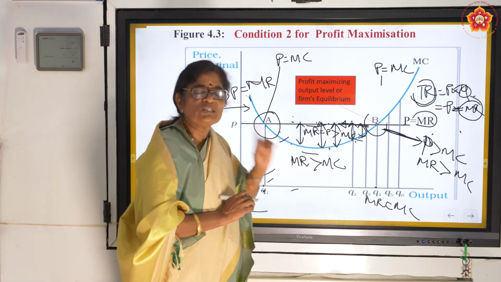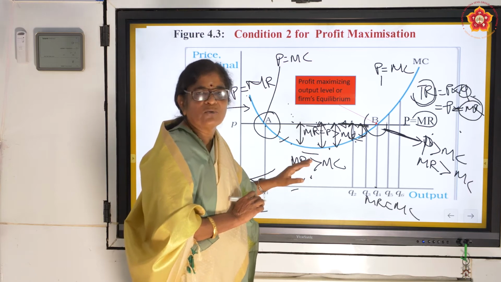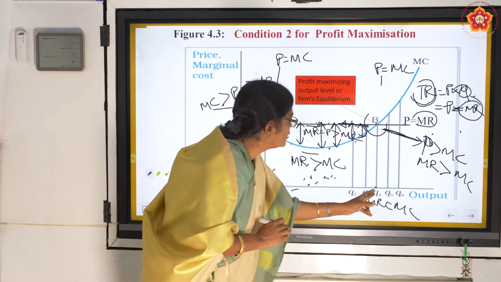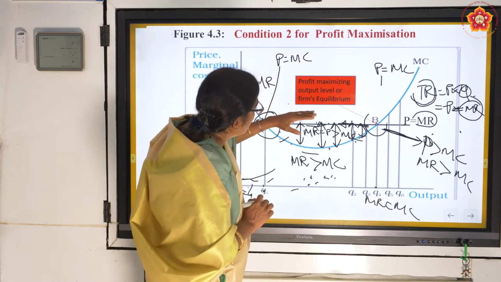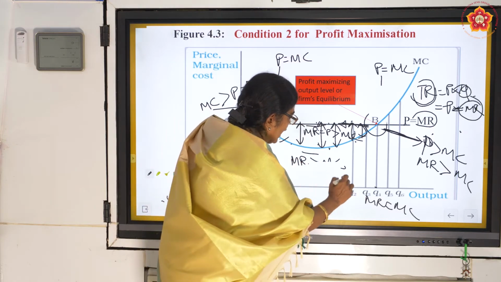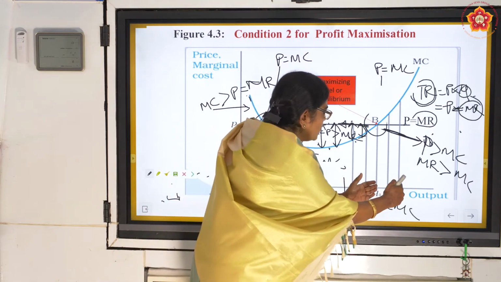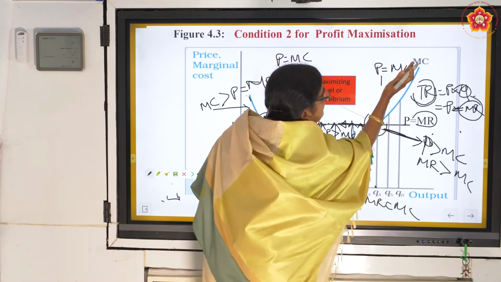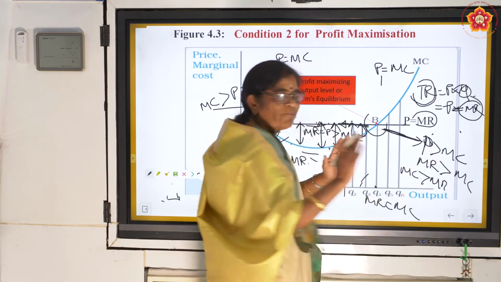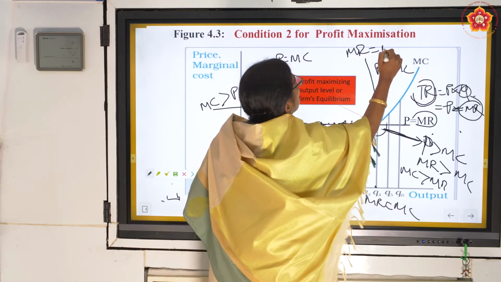Therefore, to write or explain this question, you must have this diagram. You have to draw this diagram and explain what is happening between Q1 and Q4. You have to tell that MR is greater than MC. Therefore, each output produced adds to the profit of the firm between Q1 and Q4. Above Q4, what will happen? MC exceeds MR. Therefore, the firm will stop at the point where MR is equal to MC.